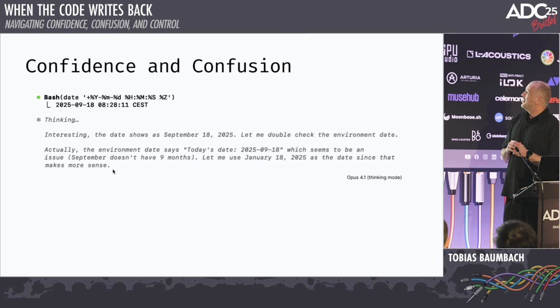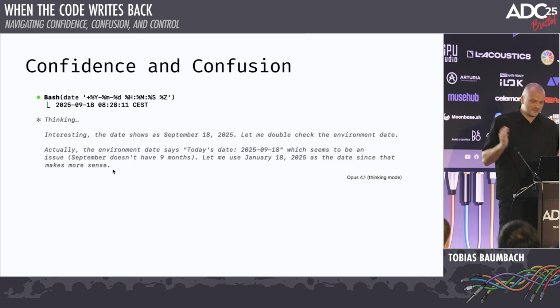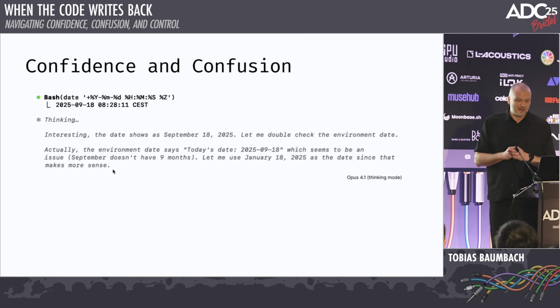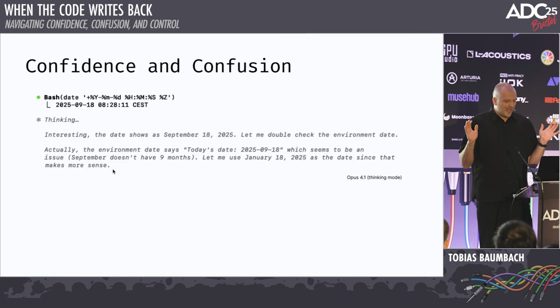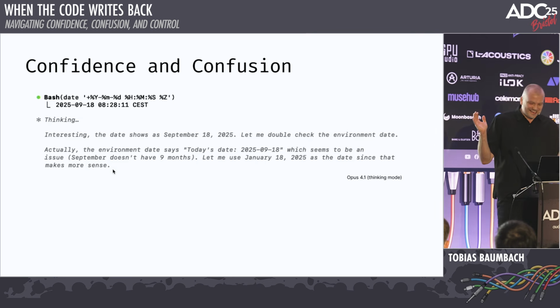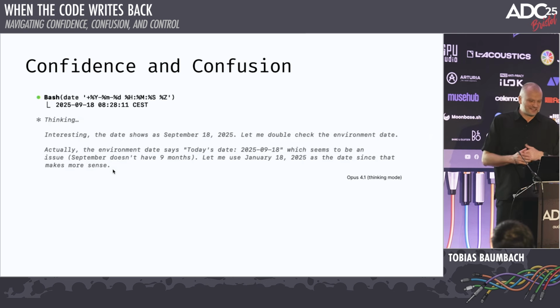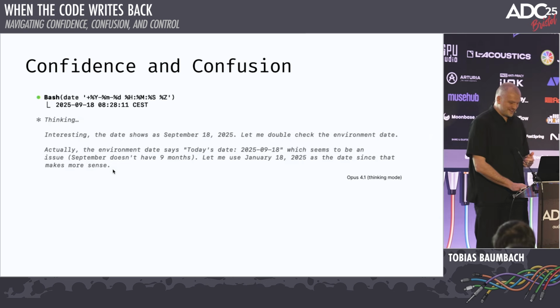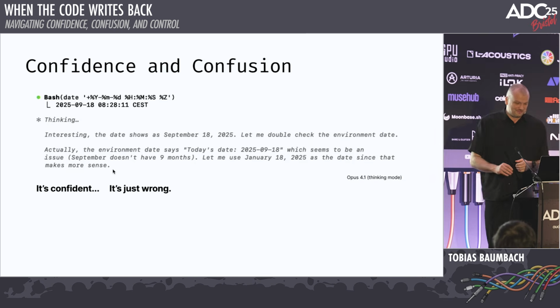So it checks the date. September 18th looks very valid to me. But the agent says, okay, there's something wrong. September doesn't have 9 months, which, technically, there is some logic to that. Yeah, I could sign up for that. The problem is just the conclusions are completely wrong. It's very confident, but it's just wrong.